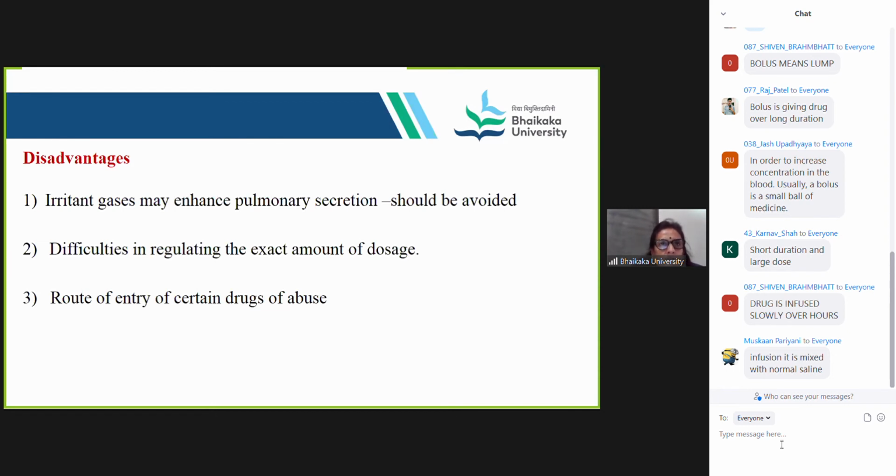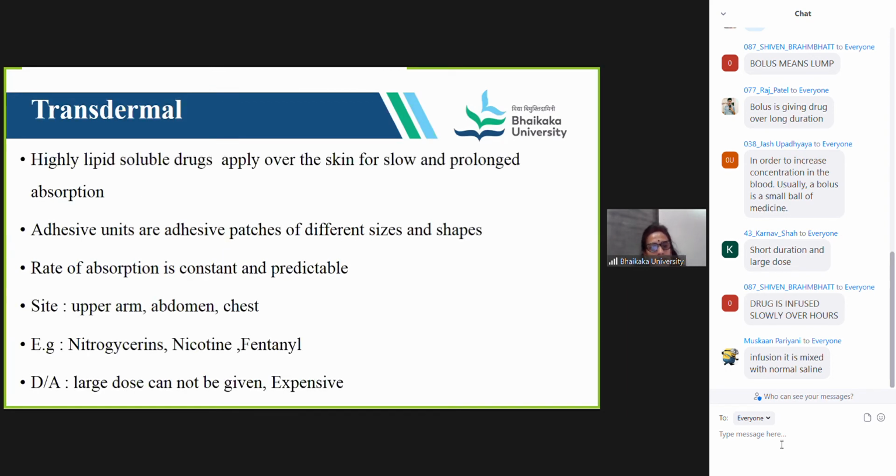An unfortunate disadvantage of this route is that sometimes it is used as a route of entry of certain drugs of abuse. You all know there are certain drugs. Marijuana is a very common drug, and this route is used for drugs of abuse, and that is the disadvantage as far as the route is concerned. But for the therapeutic purpose, its advantage is rapid onset.